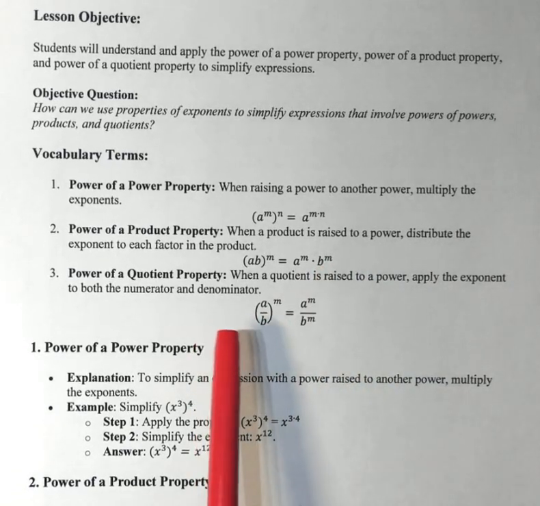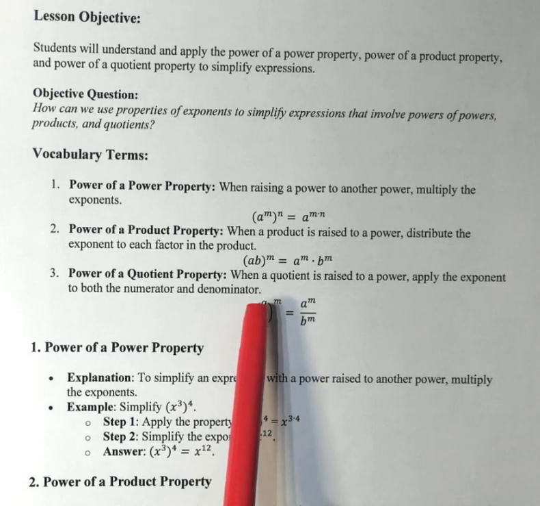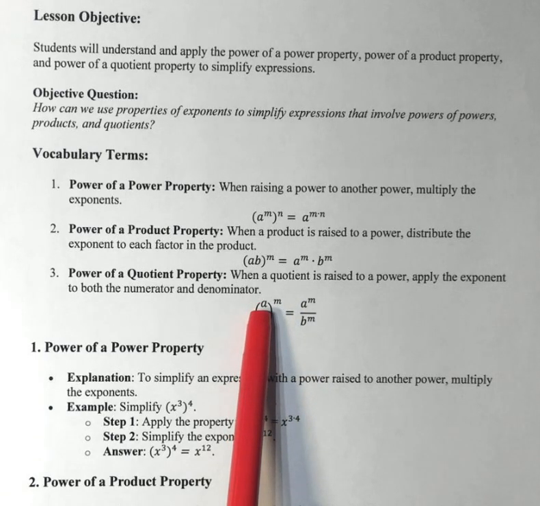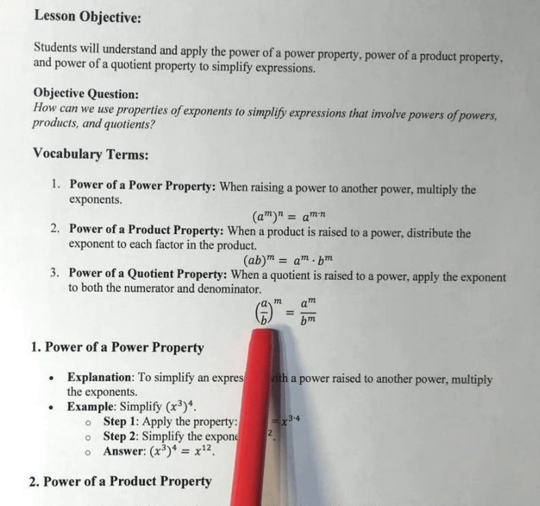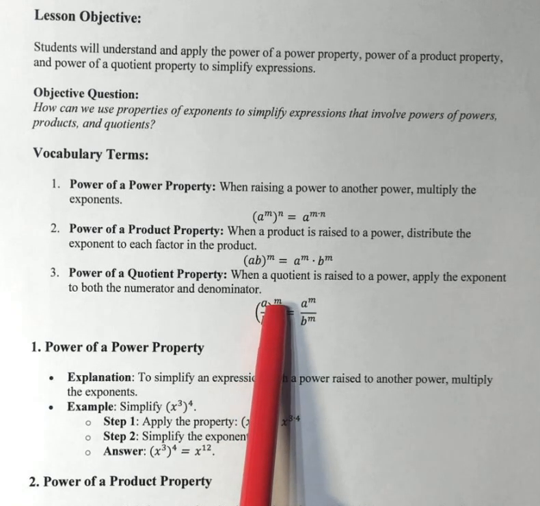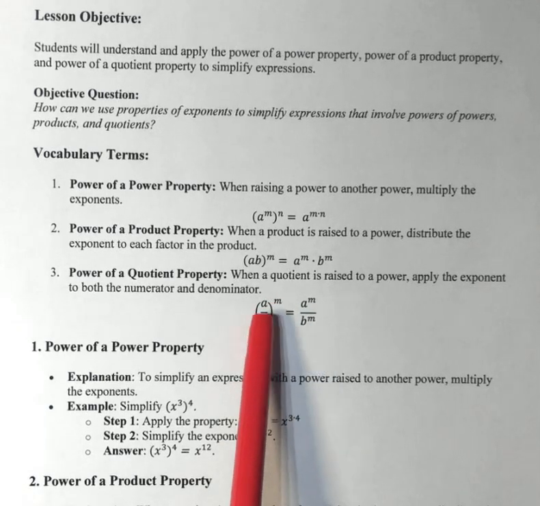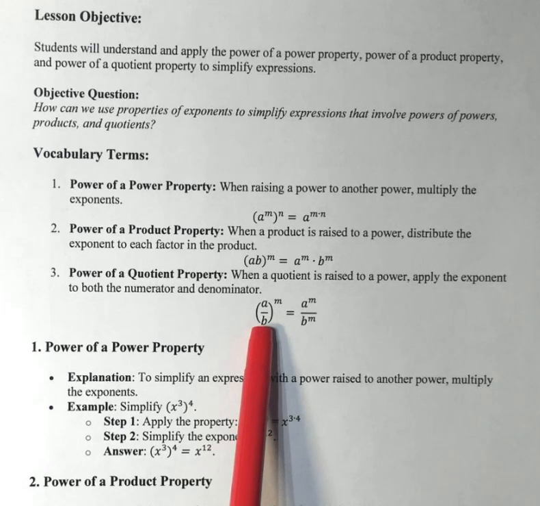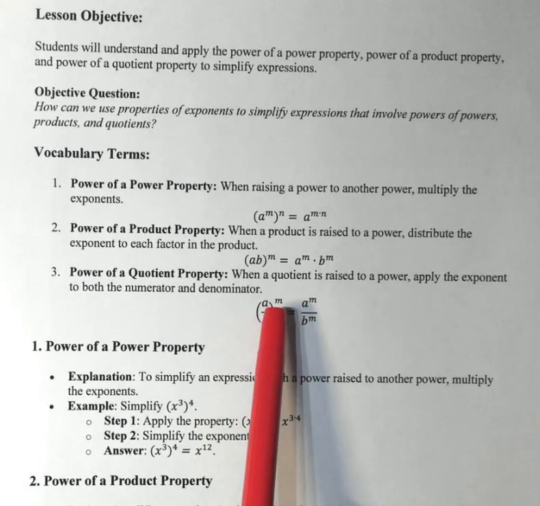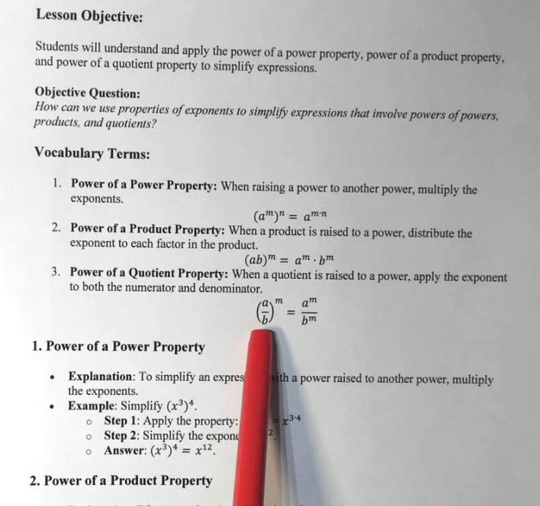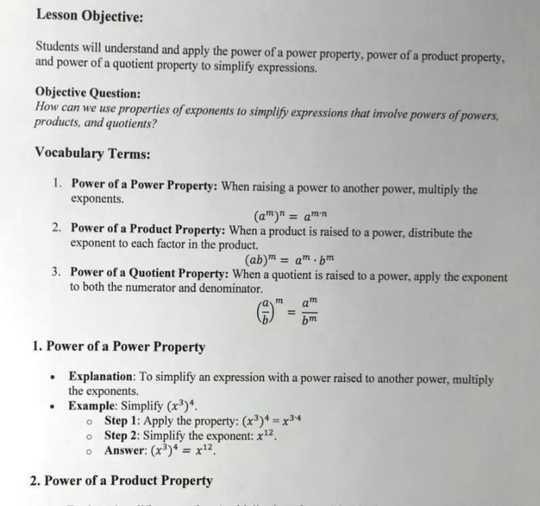In terms of our power of a quotient property, what we're saying is that when we are looking at division, so when we have a quotient that is raised to a power, we're going to apply the exponent to both the numerator as well as the denominator. So in this case, we are going to say a to the power of m, and that is going to be over b to the power of m as well.